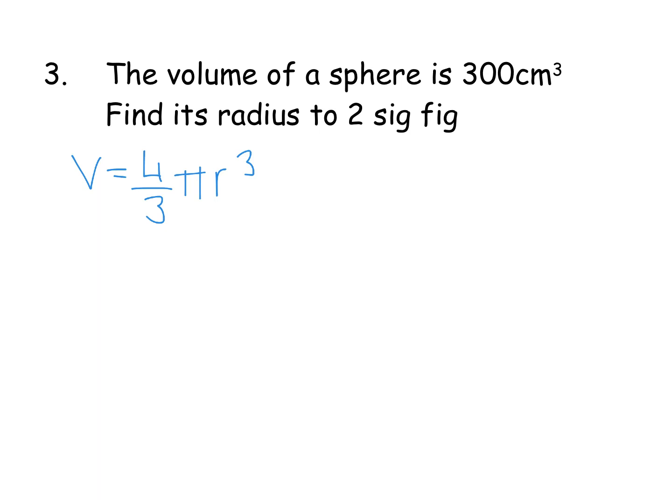So I'm going to do it both ways. If I was doing change of subject, the first thing I would do is undo that divide by 3. So I'm going to do 3 times V. So I'll have 3V equals 4 pi r cubed.